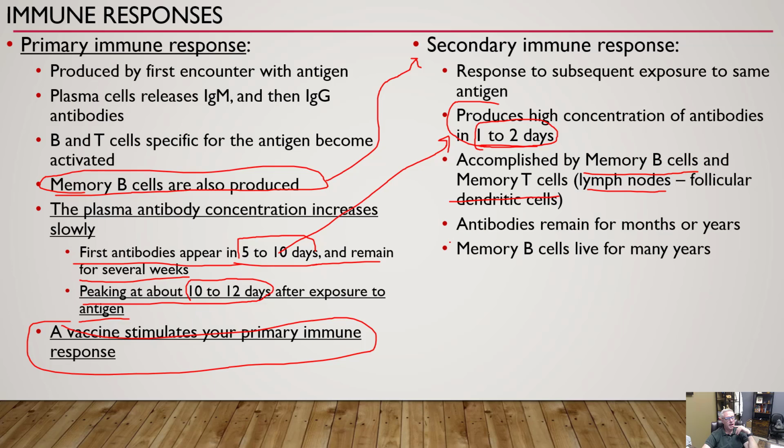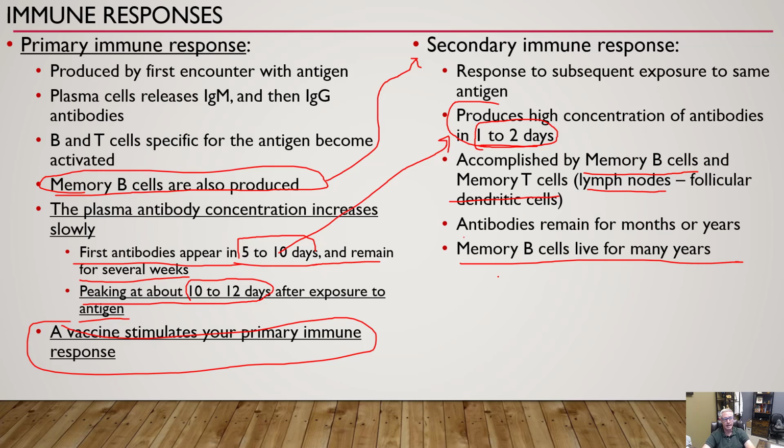These antibodies, these memory cells can live for many years. And so it's because of the memory B cells and the memory T cells that you don't suffer from chickenpox for the second or third time again. Like the varicella zoster virus, that's the chickenpox virus. That's why we don't actually get chickenpox again.